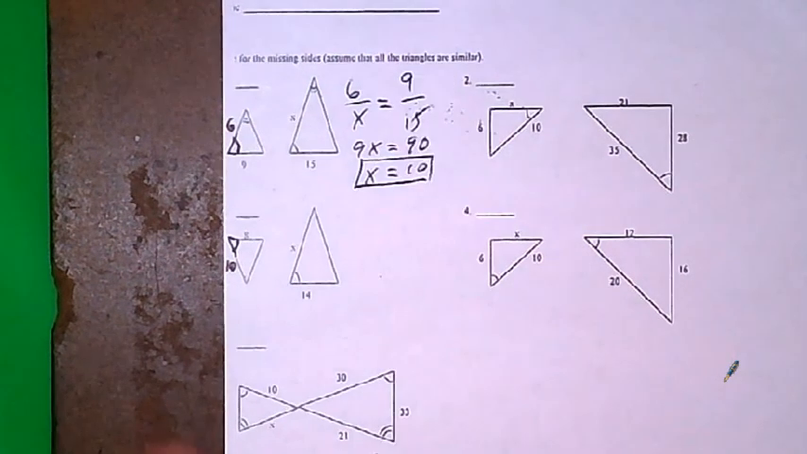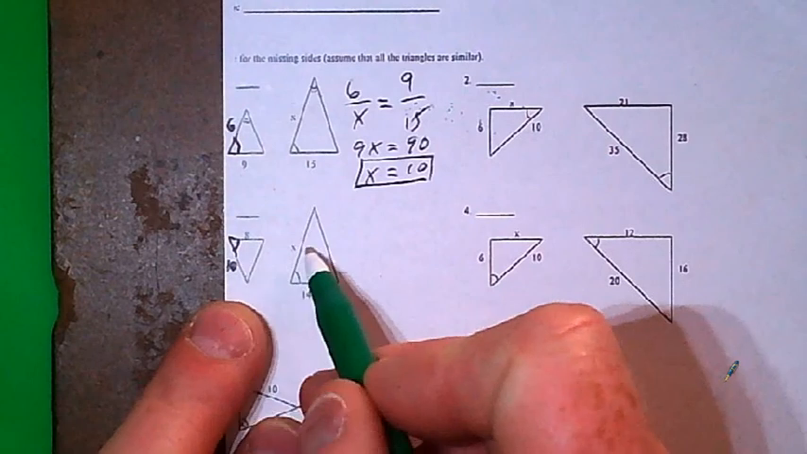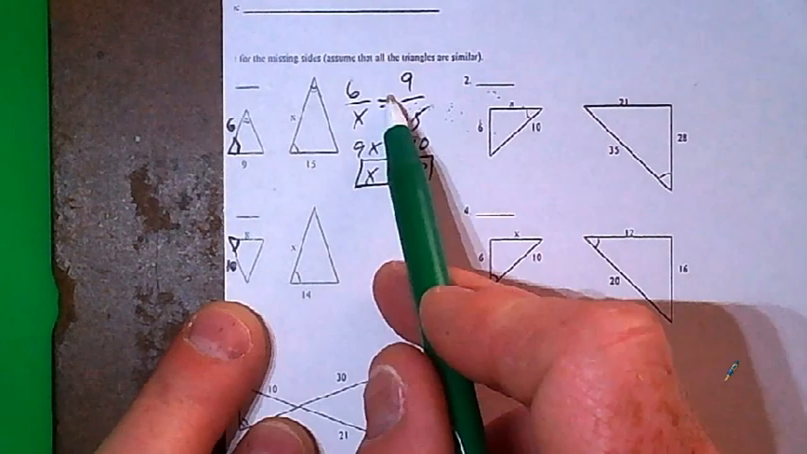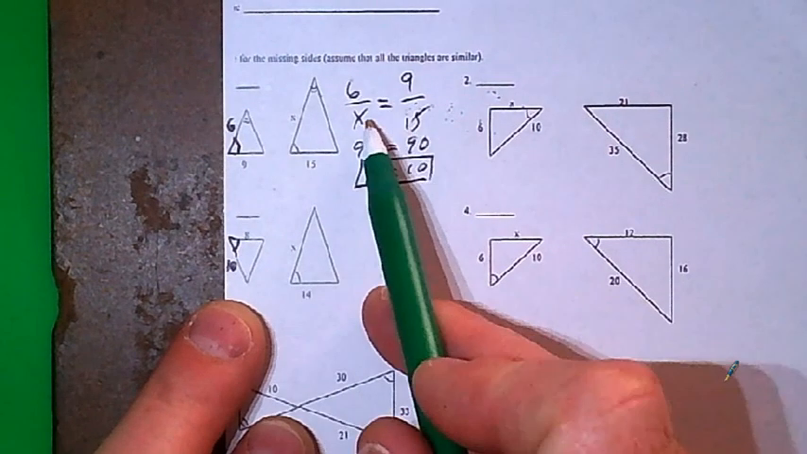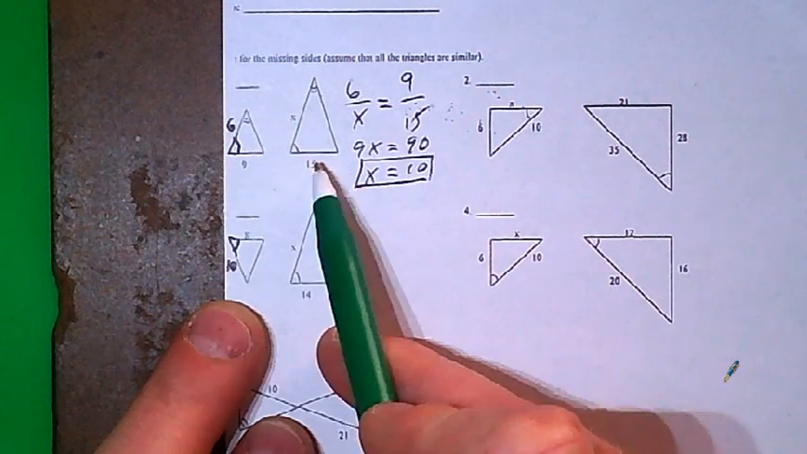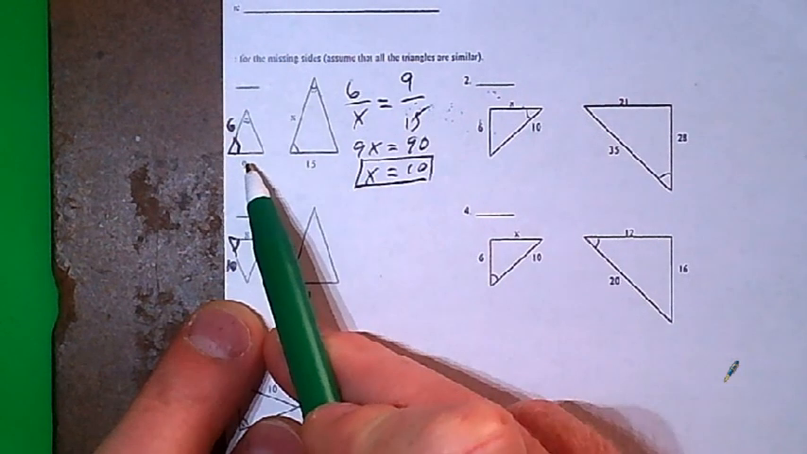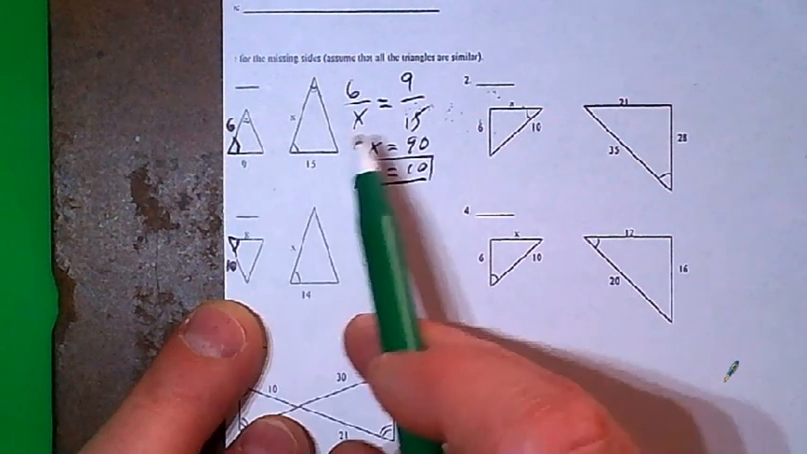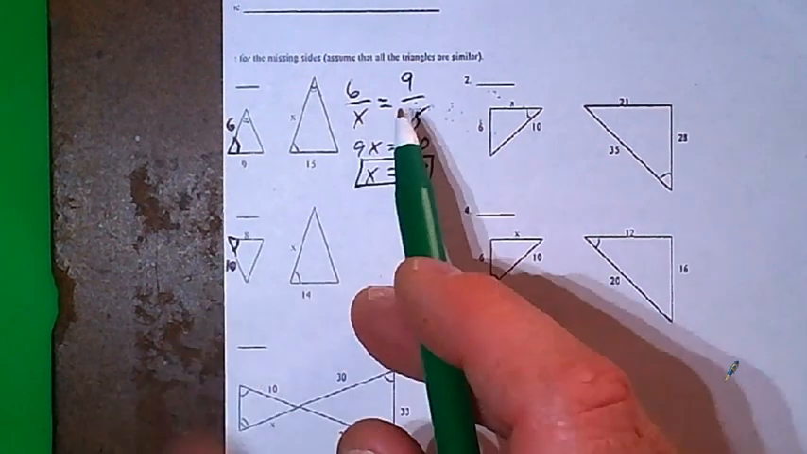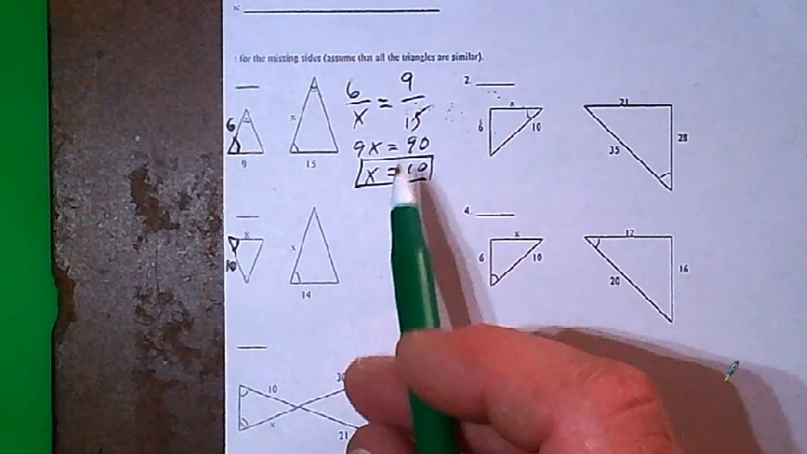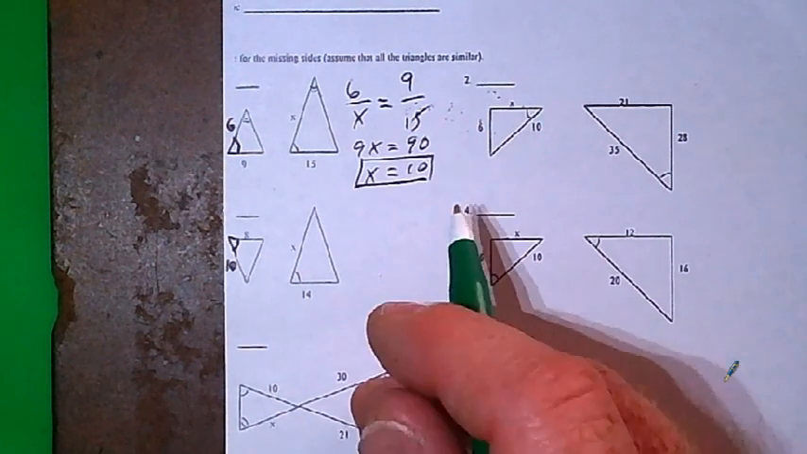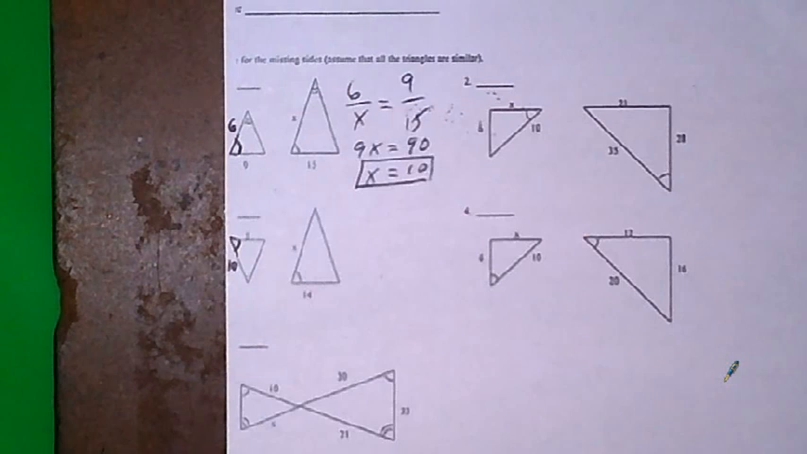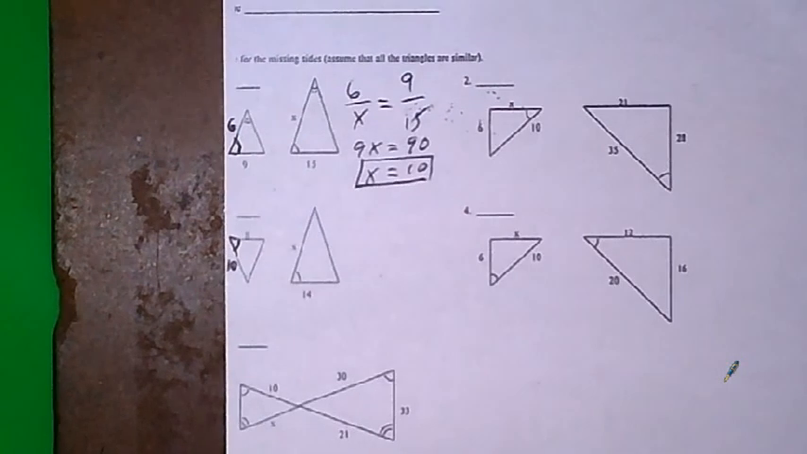So on that first one, you said, what if you put x on top? You can do x over 6 and 15 over 9. As long as you're consistent, you can put it on the top or the bottom. That's up to you, but if you start with that triangle, you have to start the second ratio with that triangle also.